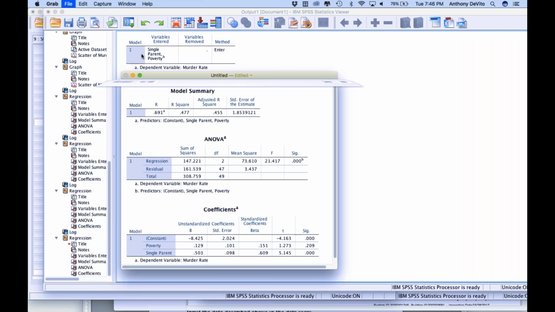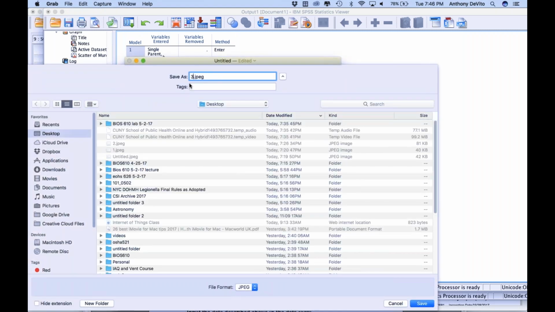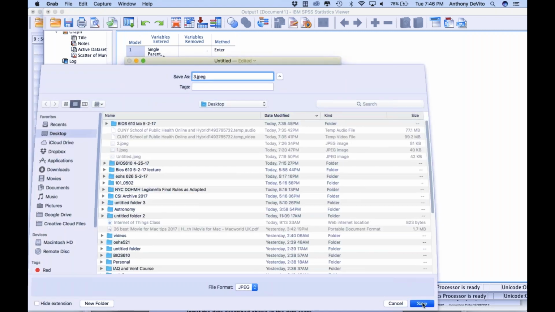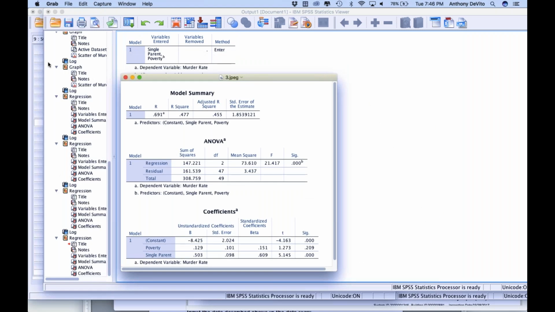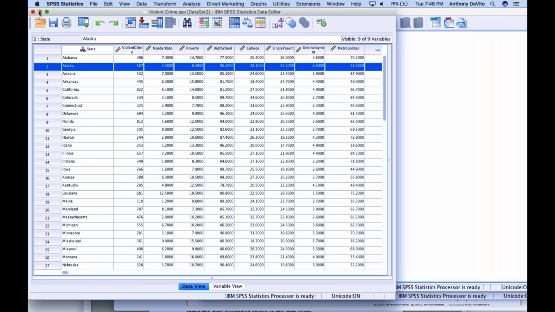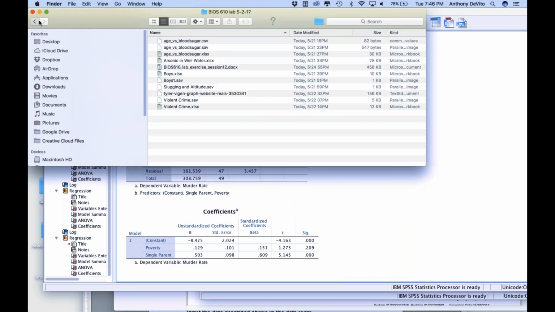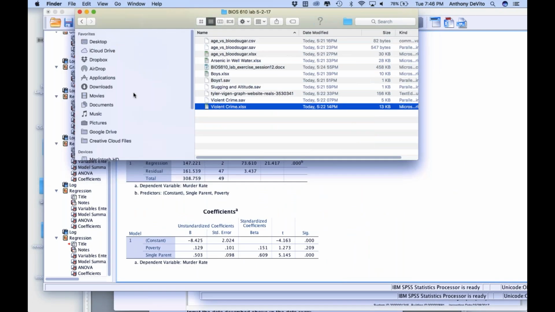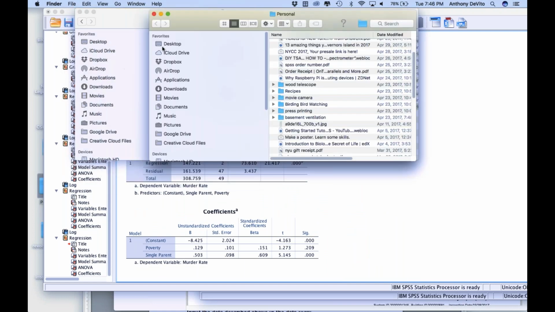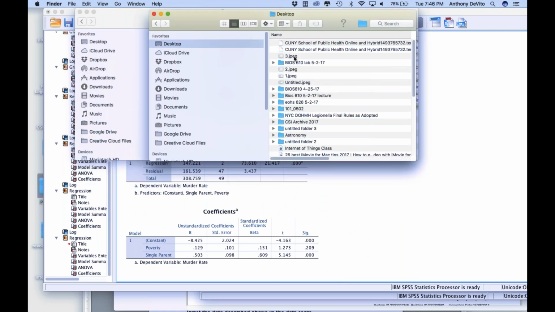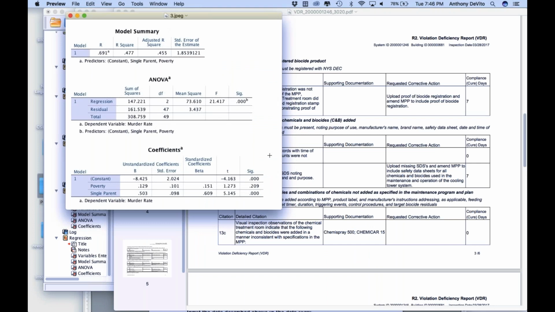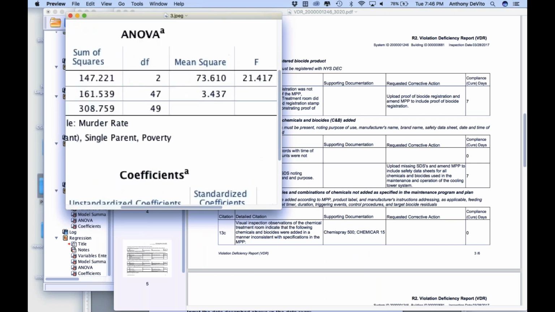I have to do this because SPSS doesn't behave well, and it won't let me expand the size of the window just by clicking on it. Oops. And that's that one. Okay, good. Now I should be able to do this.